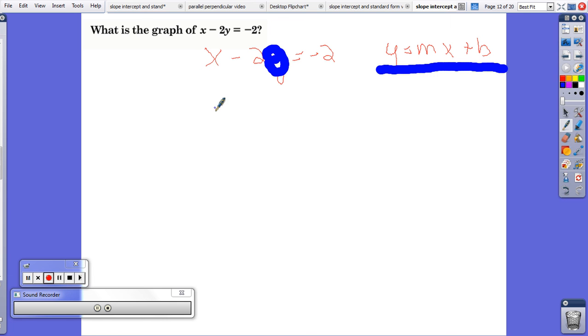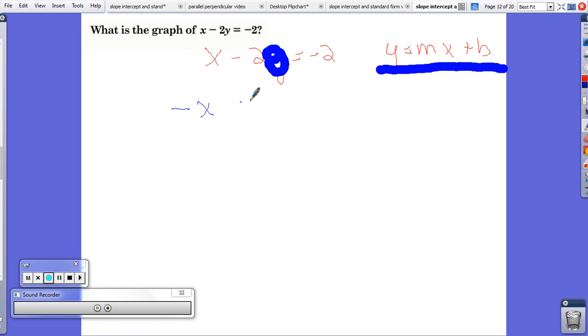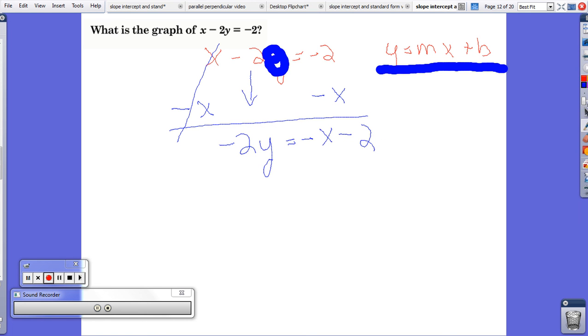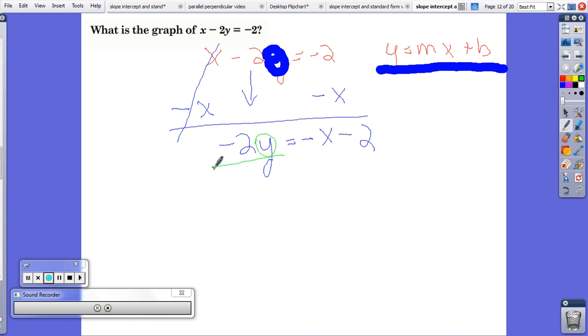Okay. So, I'm going to subtract the x from both sides. These cancel. I bring down my negative 2y is equal to negative x minus 2. I'm not done because my y is not by itself, right? So I'm going to divide by negative 2, divide by negative 2, divide by negative 2. The negative 2's cancel, so I just have y. A negative divided by negative is a positive 1 over 2x.